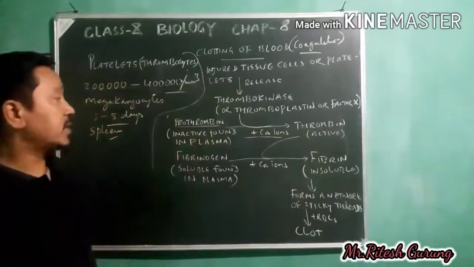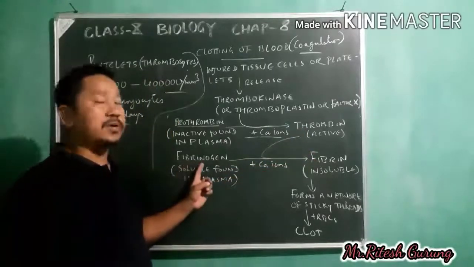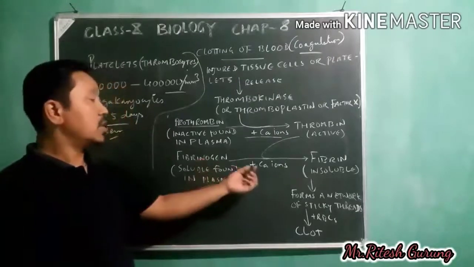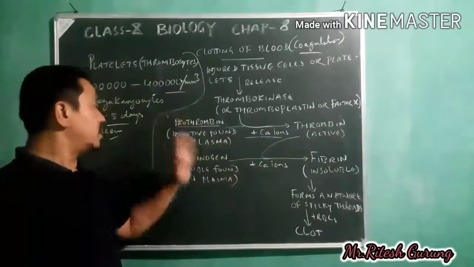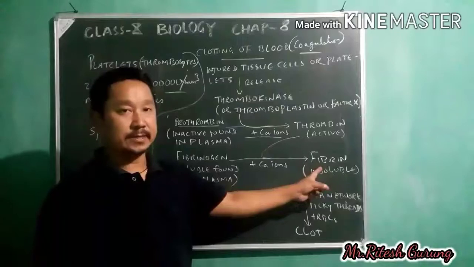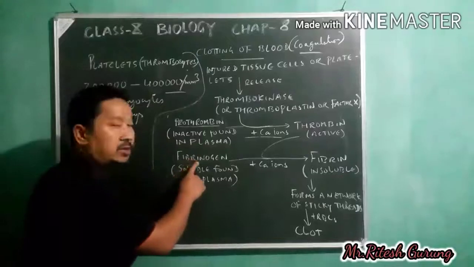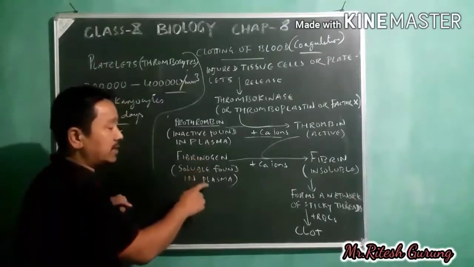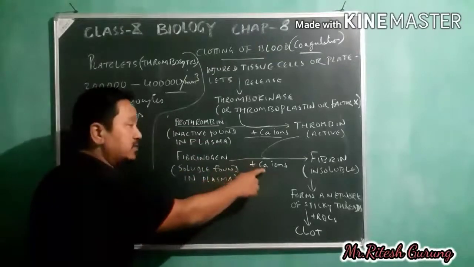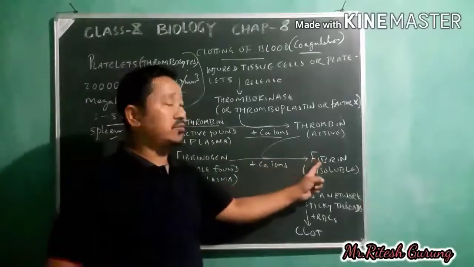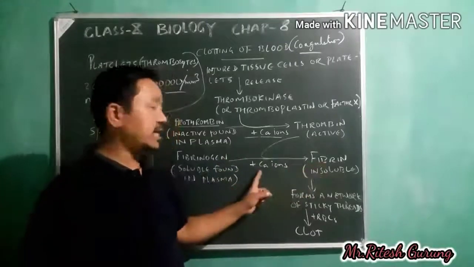Now your thrombin again converts fibrinogen with the help of calcium ions. Thrombin with the help of calcium ions converts fibrinogen, which is a soluble substance found in blood plasma, into fibrin. That means thrombin converts fibrinogen into fibrin with the help of these calcium ions.